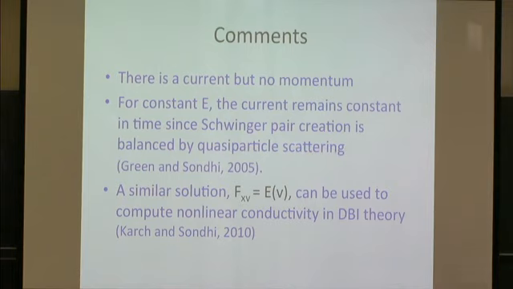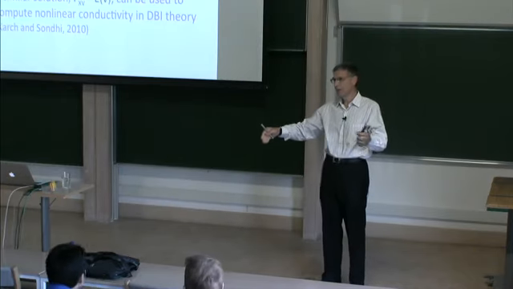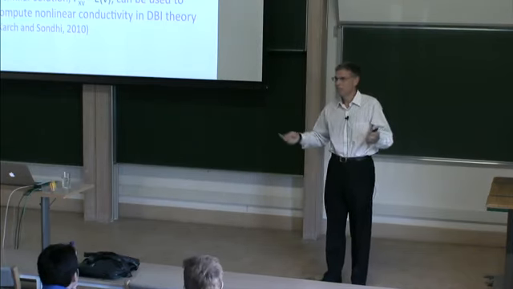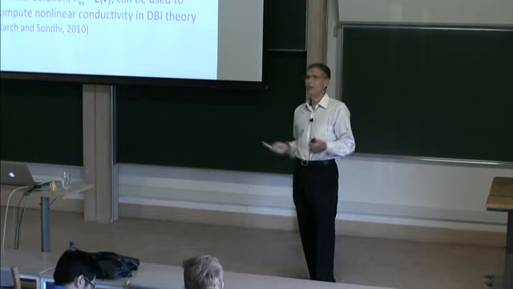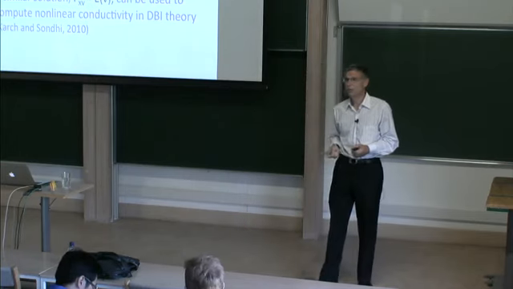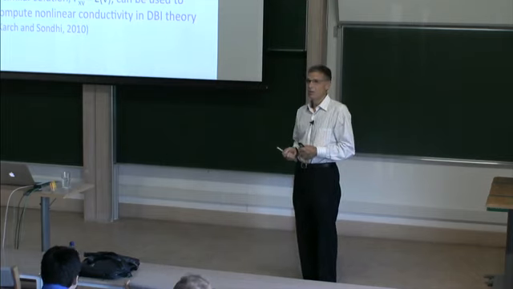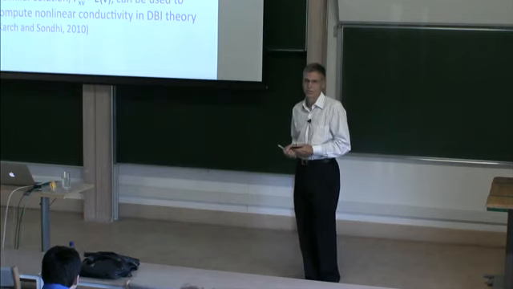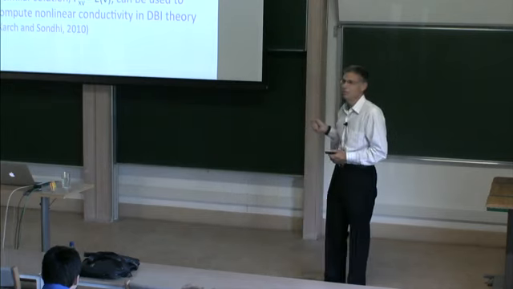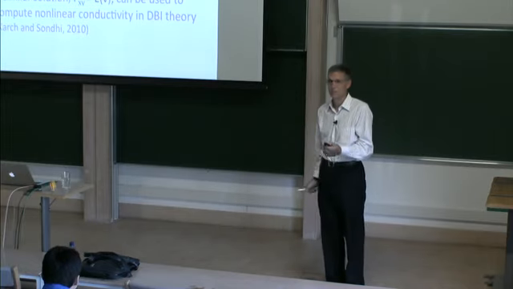You might have thought that with an electric field being applied to a conformal field theory with massless particles, you would have pair creation. And so, in fact, when we started, we thought that the current might increase in time, even for a constant electric field, due to pair creation of charged particles. That's not what the solution says. The solution says that you apply a constant electric field, you get a constant current.